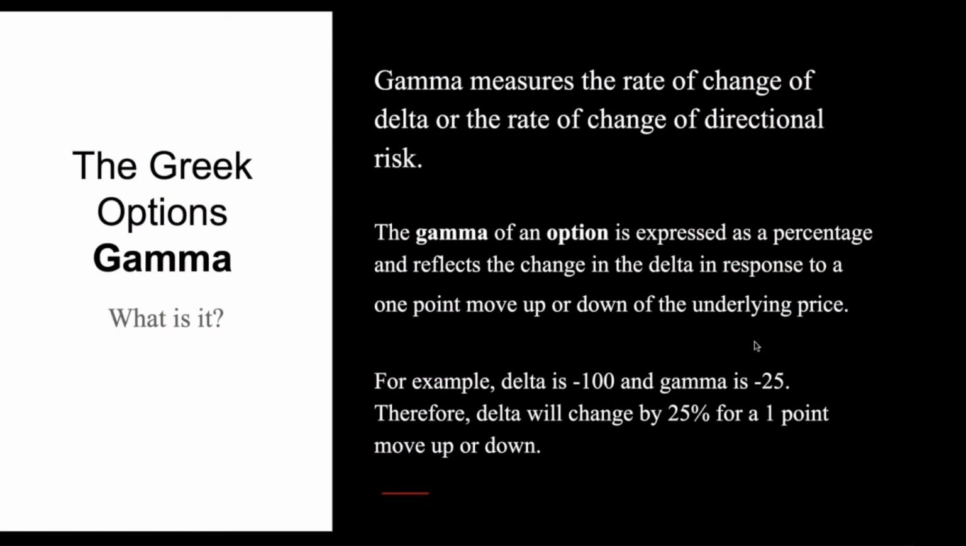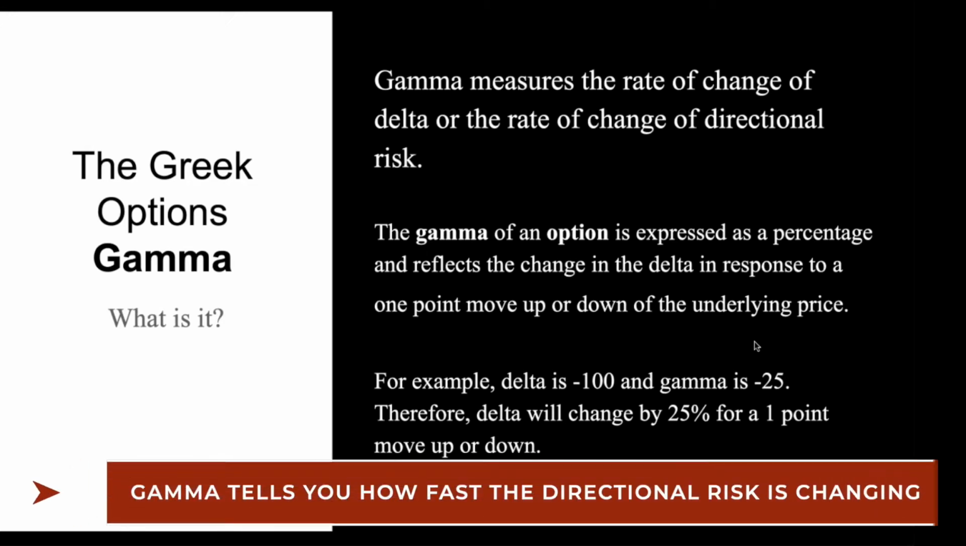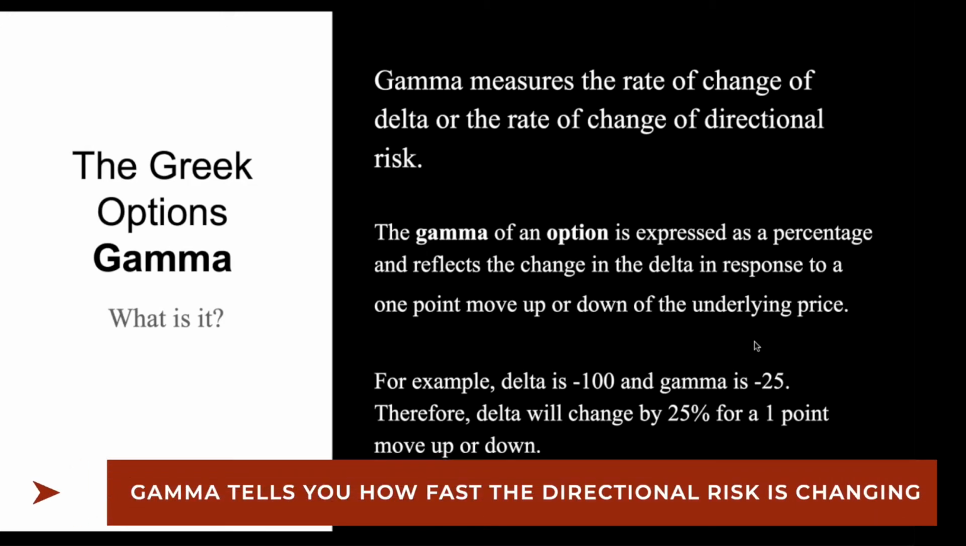Let's continue and let's talk about gamma. Gamma is the second of the four major option Greeks that we're going to discuss this morning. What is it? Gamma measures the rate of change of delta, or the rate of change of directional risk. Delta tells you your directional risk, and we just discussed that. But gamma tells you how fast that directional risk is changing.